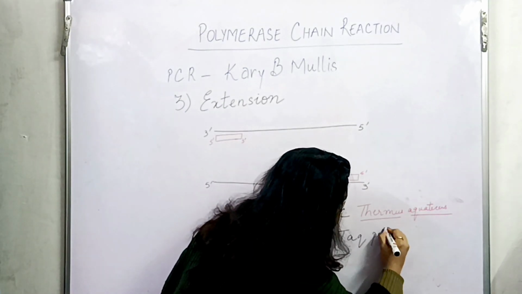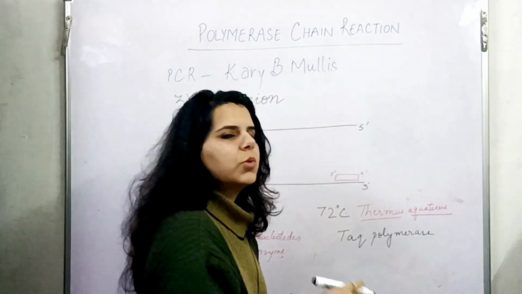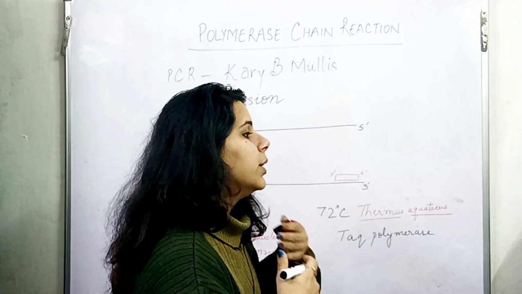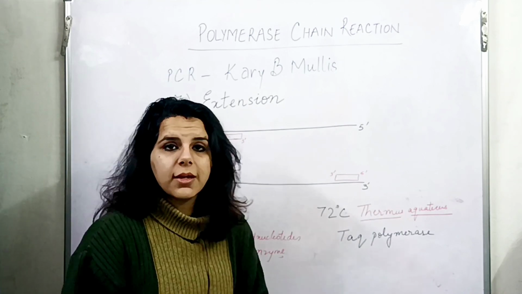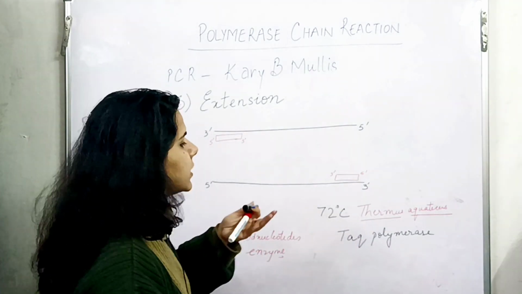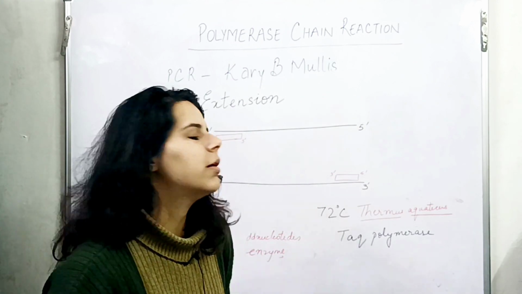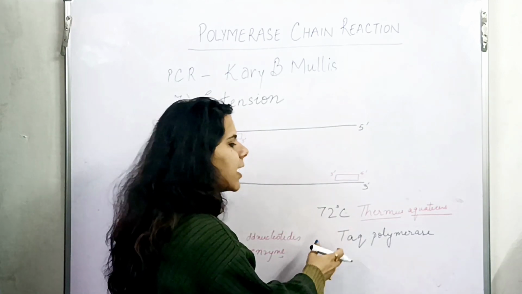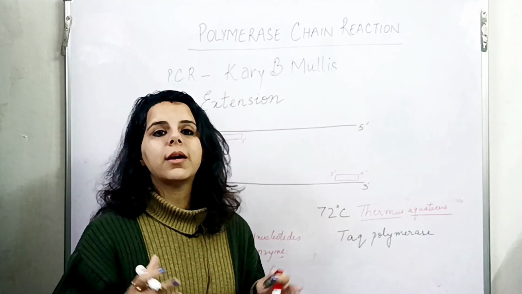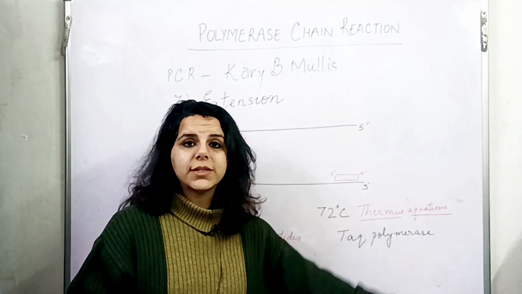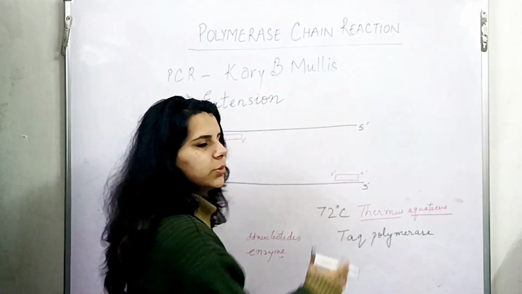Taq polymerase enzyme is the enzyme which is often asked in most of the competitive exams, in your NEET exams, in CSIR NET exams, what is the name of the DNA polymerase enzyme which is used in PCR. So you have to simply mention that Taq polymerase is an enzyme isolated from a thermophilic archaebacteria, Thermus aquaticus, which is efficient at 72 degrees Celsius.